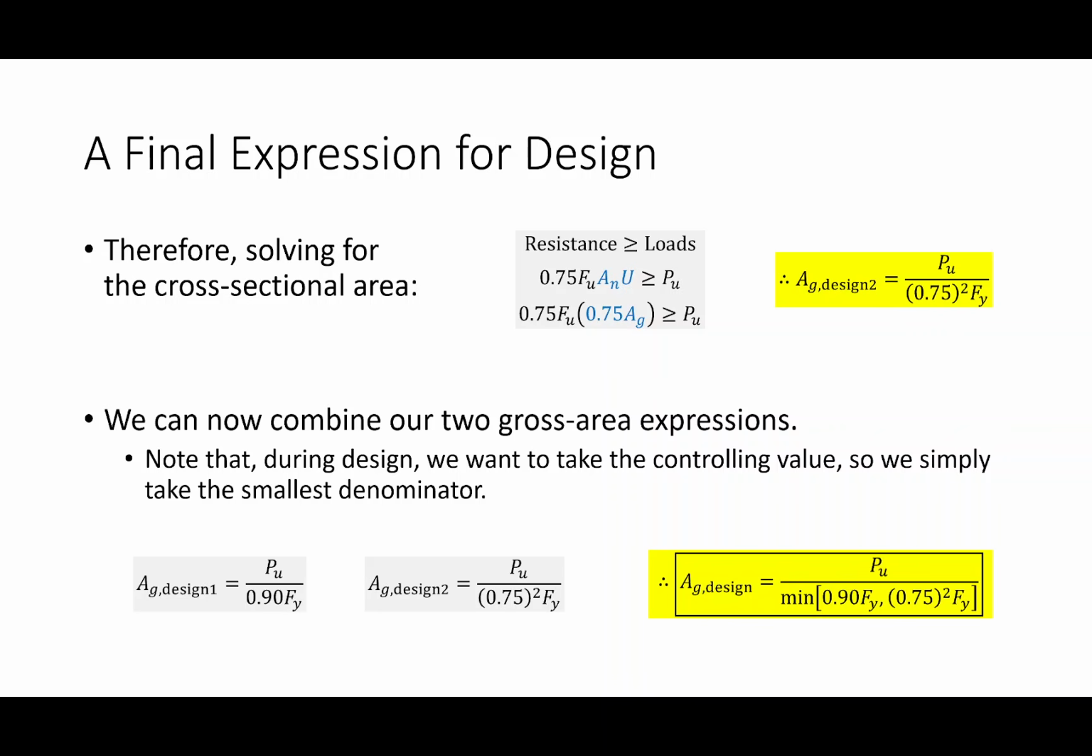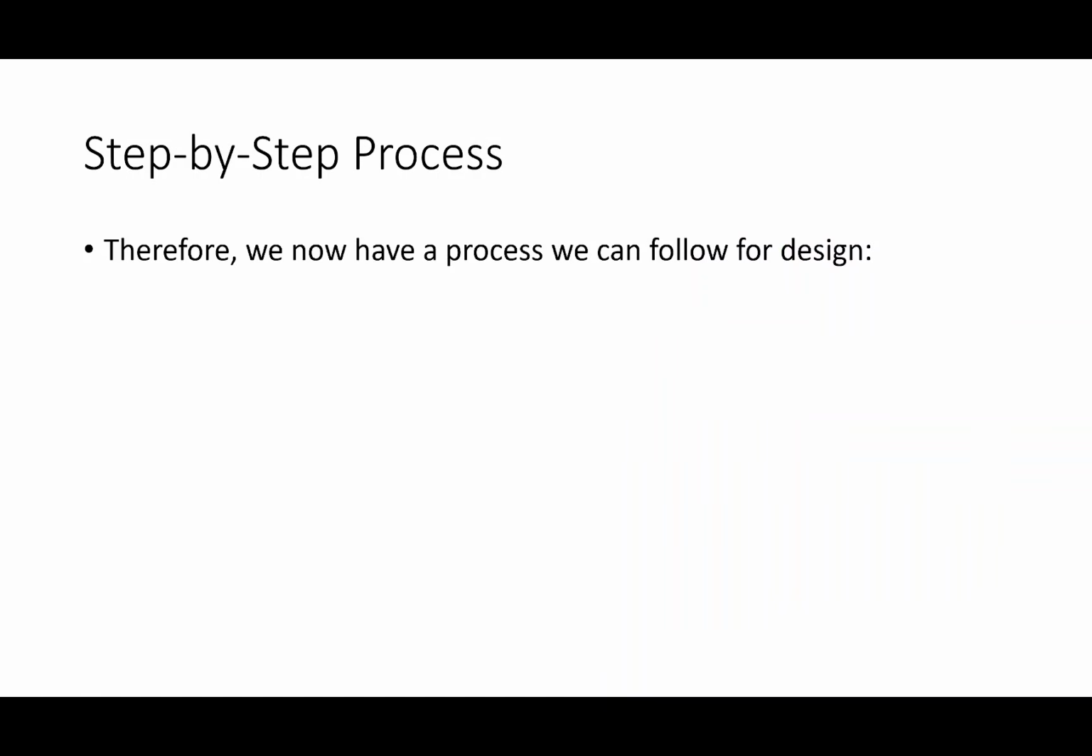So instead of calculating gross area design 1 and gross area design 2 separately, we're just going to calculate this as the minimum of these two. Does that make sense? Okay. So with that, I think we've got enough data to develop a step-by-step process, okay? And don't worry, this is going to show up on this slide again.